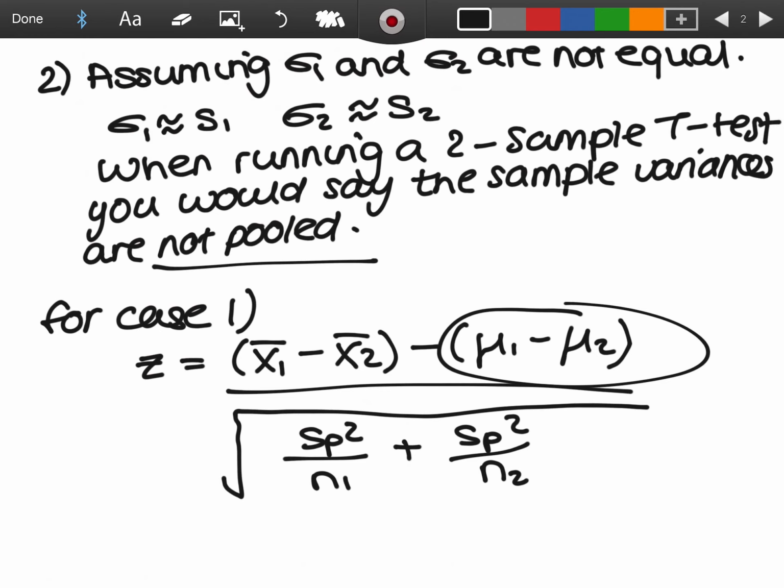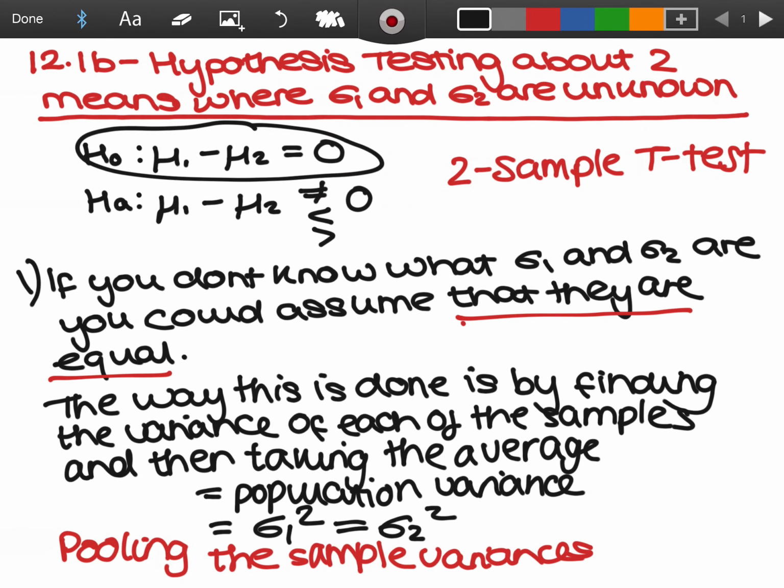If you remember from 12.1a, you had sigma 1 squared and sigma 2 squared in there. That would be the variance for population 1 and population 2. So if you go back and look at what that formula was for the test statistic, all it was was the variance for each one of the populations. But here, we're assuming that those variances for case 1 are equal. You're assuming sigma 1 squared is equal to sigma 2 squared.